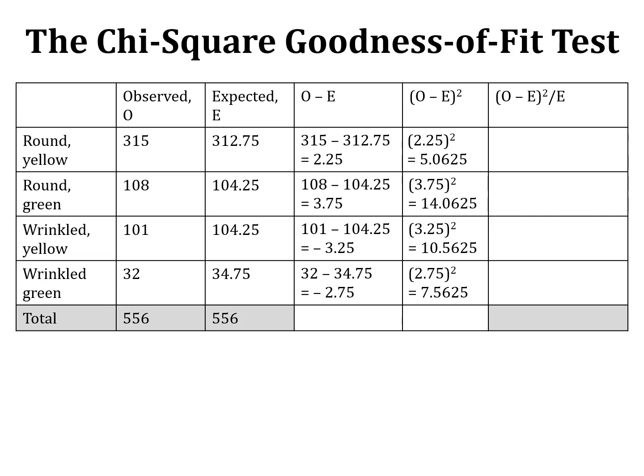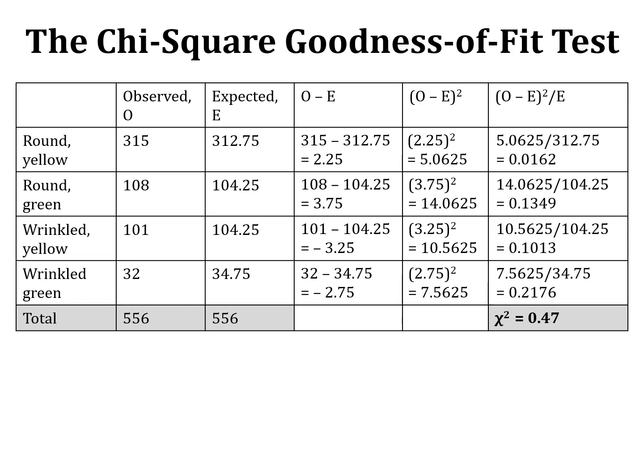Now we are going to divide this difference with the expected frequencies. So 5.0625, which is the square of the difference between observed and expected frequency of round yellow, is divided by the expected frequency of round yellow. And we have the value, which is 0.0162. So we do the same calculation for round green, for wrinkled yellow, and for wrinkled green.